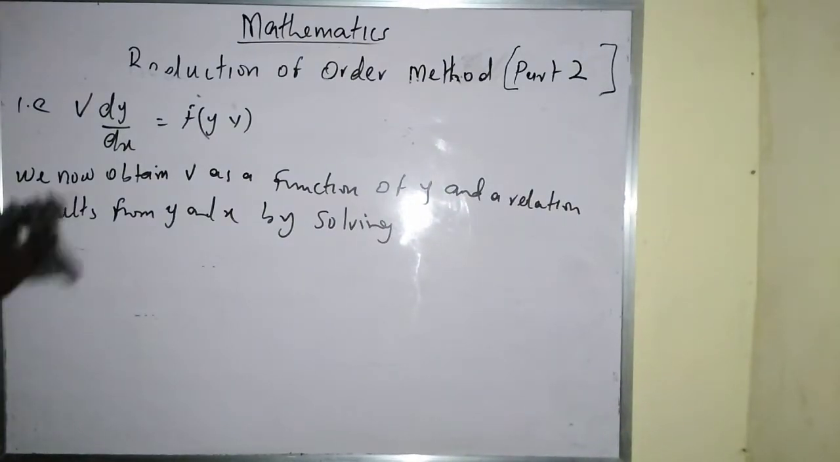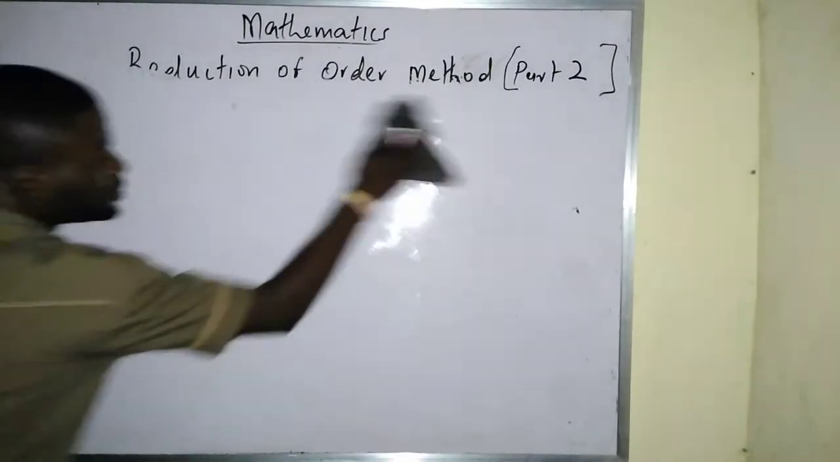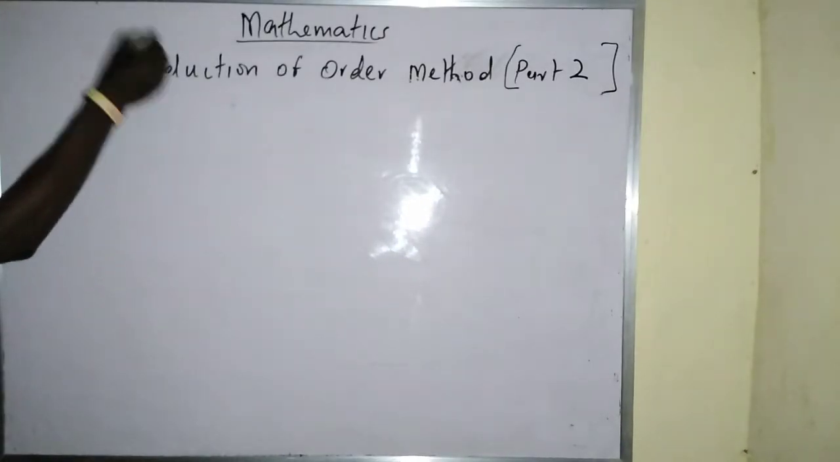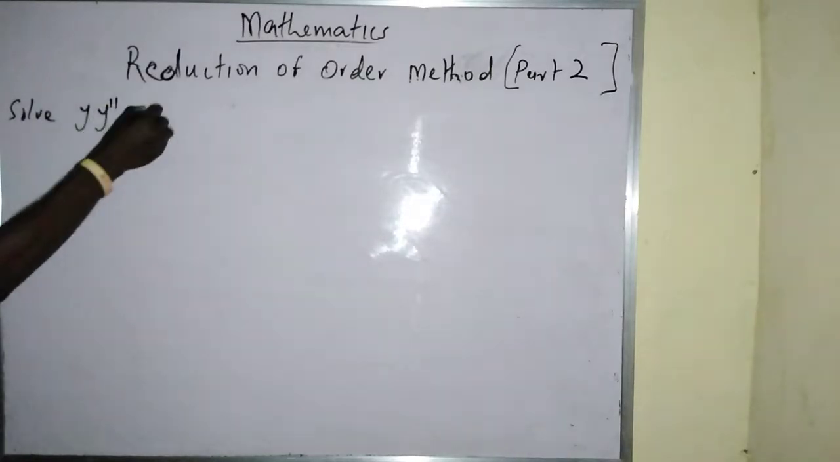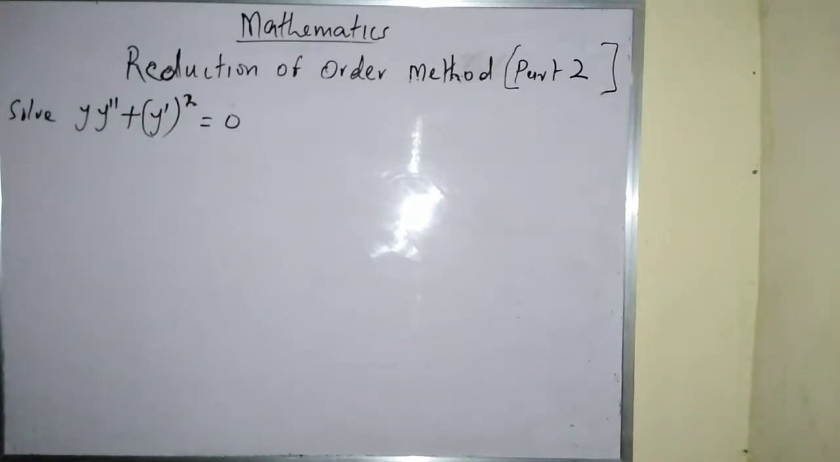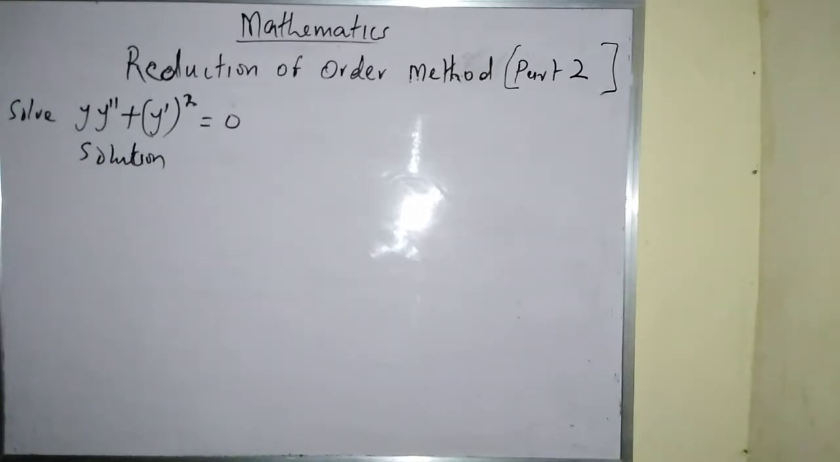Okay, let me now try to give examples that can really help, maybe two. Two examples is okay. Now, for instance, I'm talking about the reduction formula. If I have, solve y double prime plus y prime squared equals 0. Now, how will I achieve this? Because it's a question. Solution.